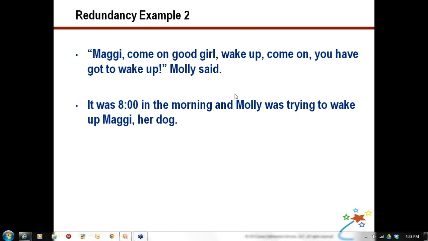Again, I felt that when someone's just waking up, or even if it's a dog, they might be a little groggy and you might have to keep repeating it. So that's a judgment call there. But the one that I feel was not a judgment call was the words Molly was trying to wake up Maggie, her dog. The author could have said it was 8 o'clock in the morning, period, and then gone on to describe the rest of the story.